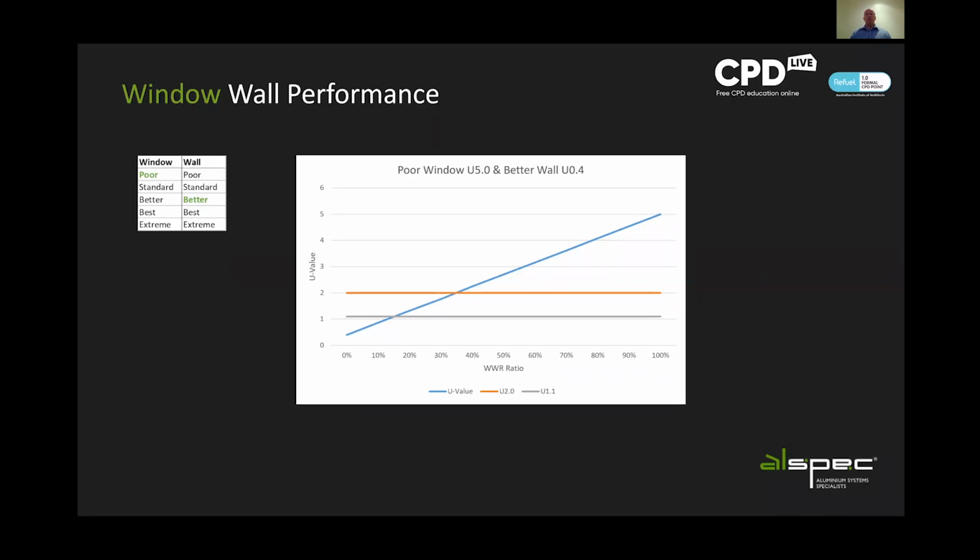Now I say poor window system. It's essentially what's being used for most of Australian commercial buildings for the past decade. So you're looking at a U value of 5, and this is a better wall system. So this is a mid-level wall system, R value 2.5.